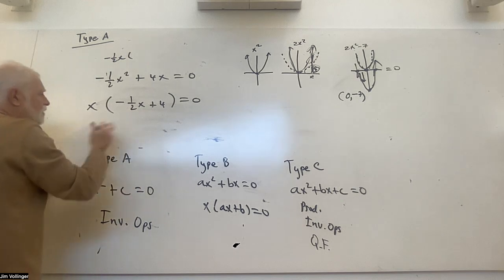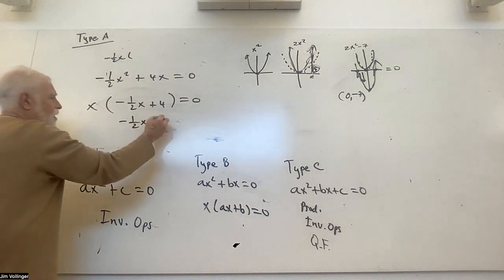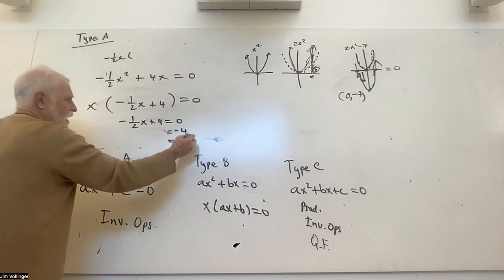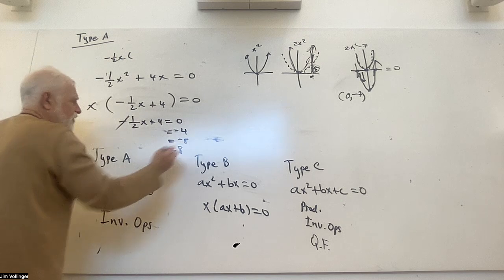You might want to take more time with that. Minus 1/2 x plus 4 equals 0. So therefore, there's your negative 4, doubling it. There's your negative 8, hitting it with a negative, there's your positive 8.